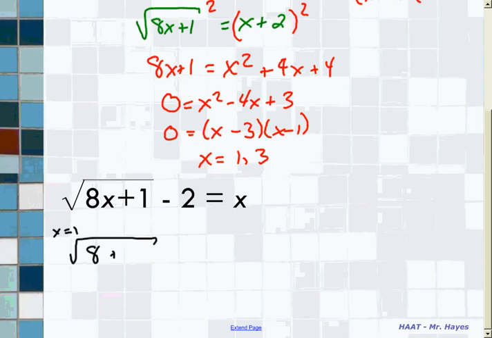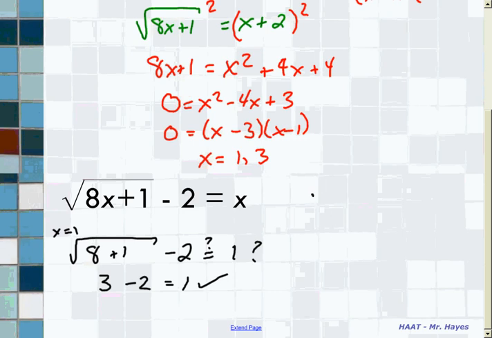1 plus 1 minus 2. And is that equal to 1? It looks like an 8, let me fix that. So here this is the square root of 9, which is 3, minus 2, that is equal to 1. Woohoo! So that's one of my solutions.